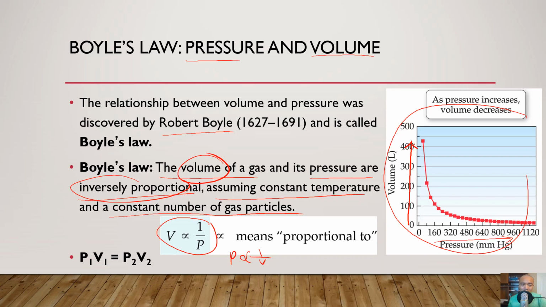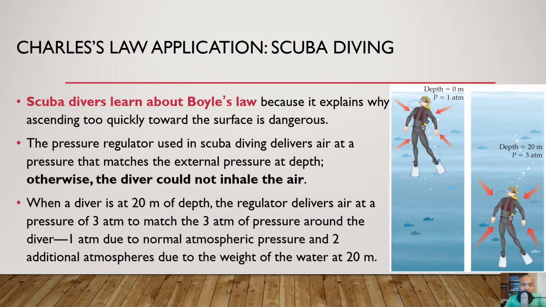Please note, when we talk about the P and V relationship, P and V are inversely proportional to each other. Mathematically, it's the same as saying P times V is a constant. Or, under different conditions, condition 1 and 2, P1 times V1 is the same as P2 times V2.